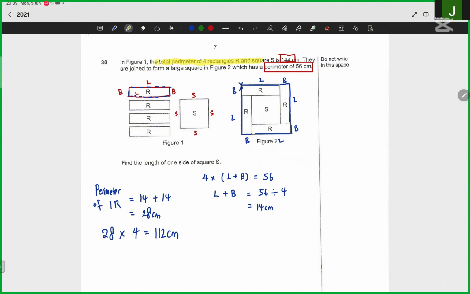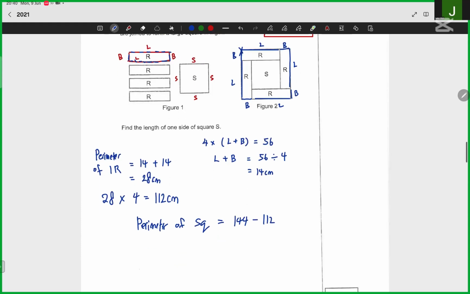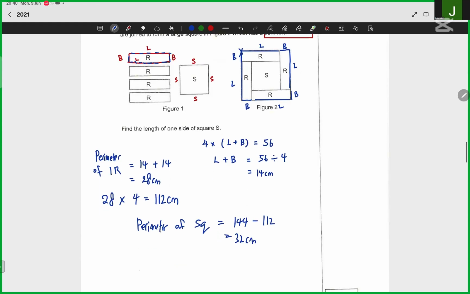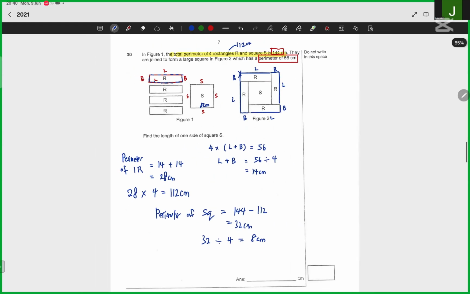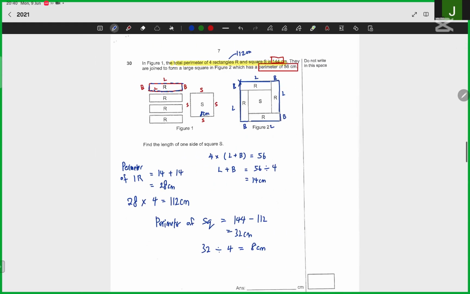And they say that the total perimeter, reread the question, total perimeter is 144. But the 4 rectangle R, I have already found them to be 112. So that means that the perimeter of the square is equal to 144 minus 112 equals 32 cm. Then 32 divided by 4. So one side is 8 cm, right? Oh, a lot of steps to take for this question.